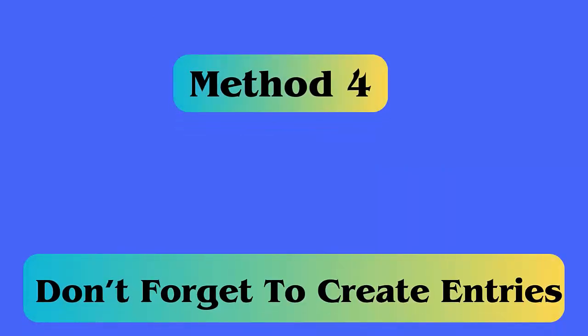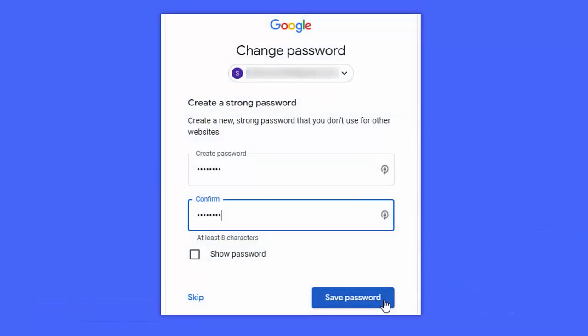Method 4. Don't forget to create entries. If Password Manager autofill not working on Android, then you should check whether you have created the entries or not. Manually creating entries requires adding the proper service name with the app.